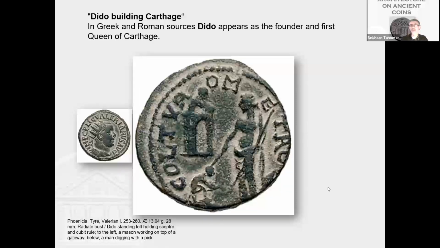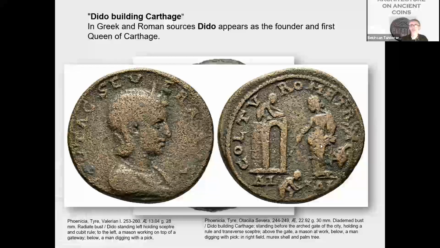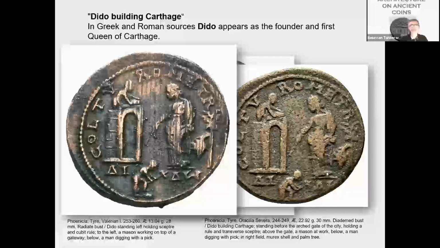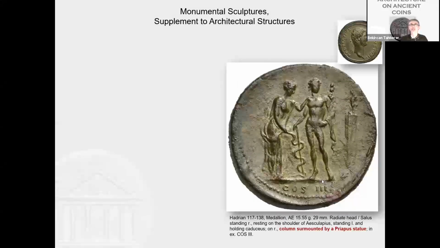How more descriptive can you be? And here is another example of the same type with better features of the workers. This gentleman is working with a pickaxe, and the other one is laying a piece of stone on top of the city gate. And the queen, the founding queen, is supervising their work. And another example just to show you the details. They had supplemental architectural structures depicted on coins. They were not standing on their own, but they were part of an architectural structure.